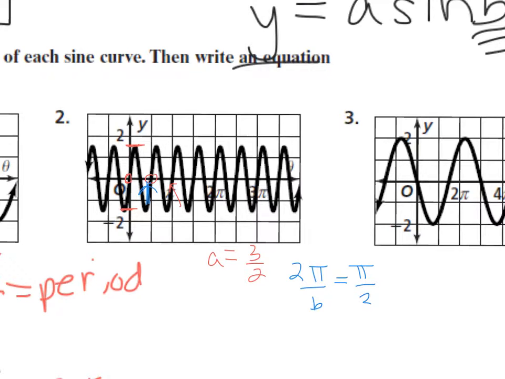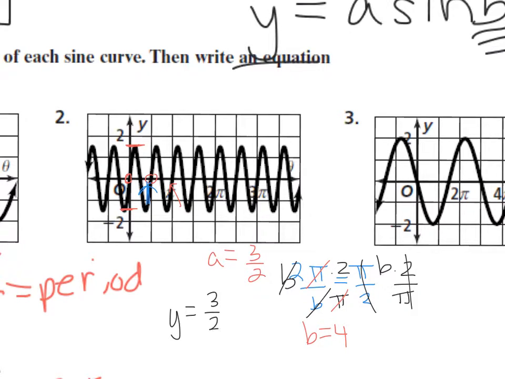So to solve for b, I multiply both sides by b to get it out of the denominator. And then I'm going to multiply both sides by 2 over pi to get rid of this part. So times 2 over pi. So these pi's cancel out, and I'm left with b equals 4. So my function's going to be y equals a, which is 3/2, sine of b, which is 4x.